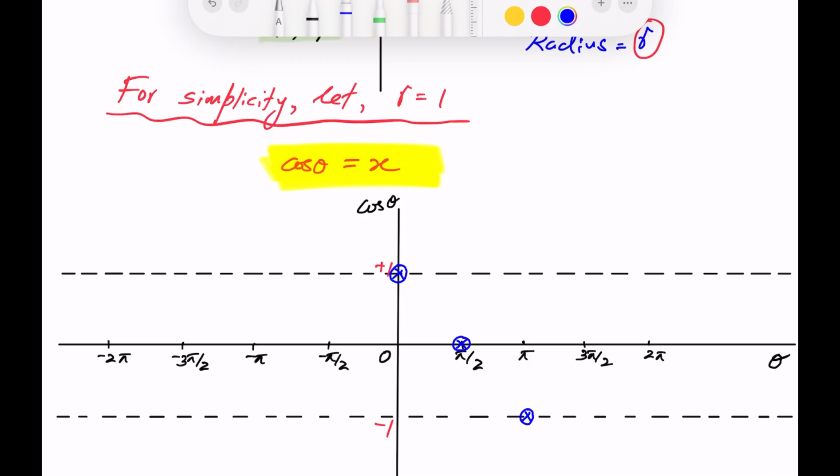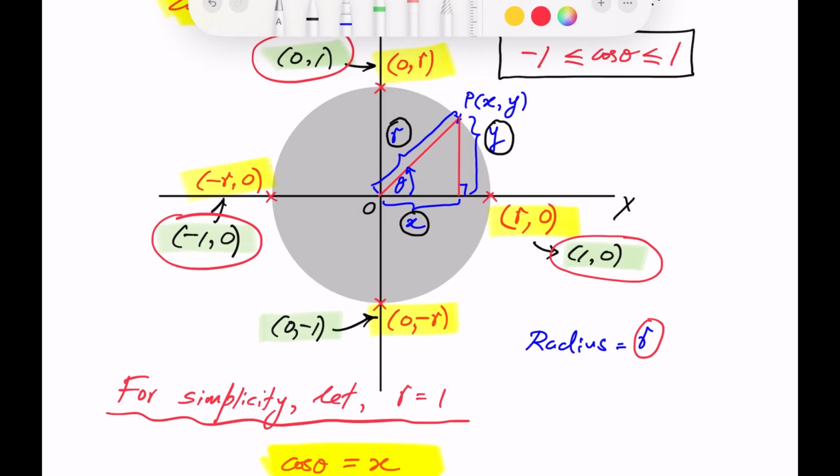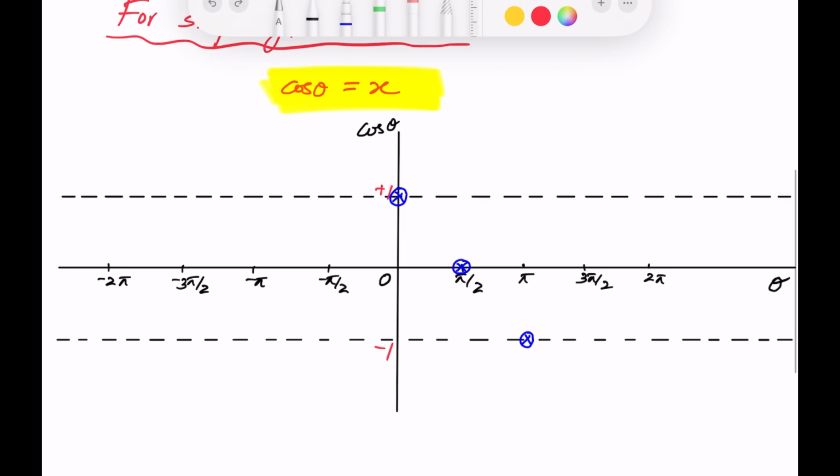Now let's see the case where theta is equal to 3 pi over 2. When theta is equal to 3 pi over 2, point P is back on the y-axis to the negative direction. In that case, the x-coordinate, or in other words, cosine theta, is equal to 0. Therefore, as theta equals 3 pi over 2, let me show this point, cosine theta is equal to 0.